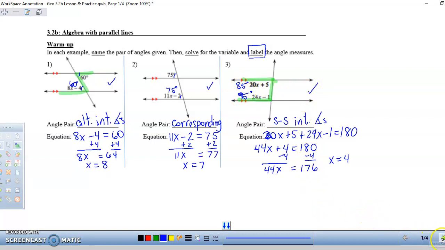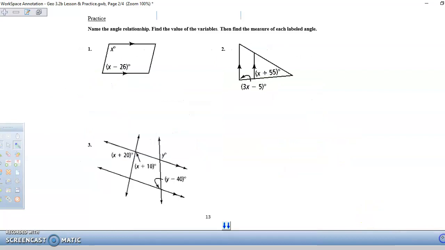So this is the process you want to use for all of these practice problems here. I'm going to give you a few hints on the first three, and then the back side you'll do during class, well, on your own. Okay, so number one, you're going to name the angle relationship. So are they alternate interior, alternate exterior, corresponding, same side interior, vertical angles, linear pair? There's so many choices.